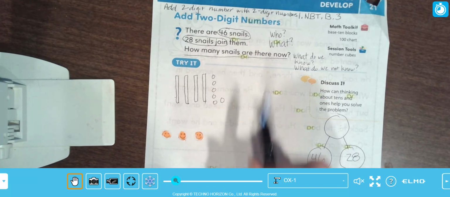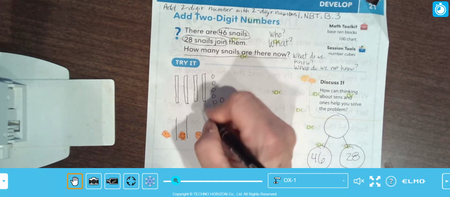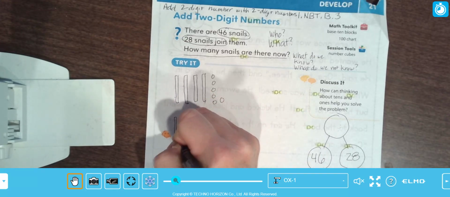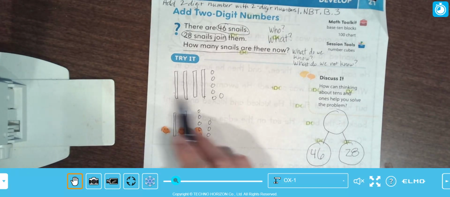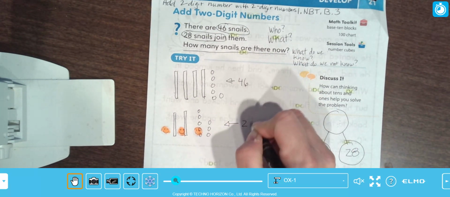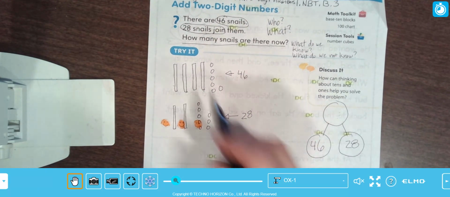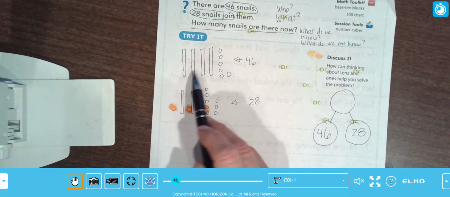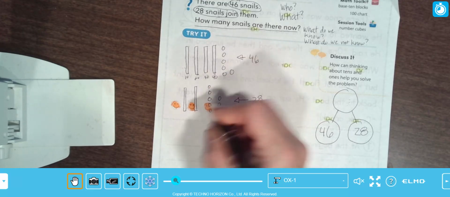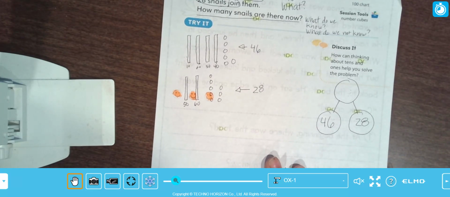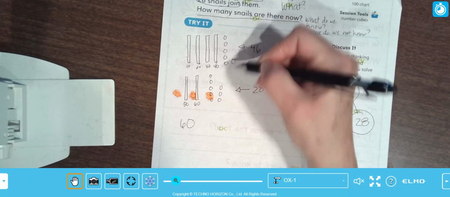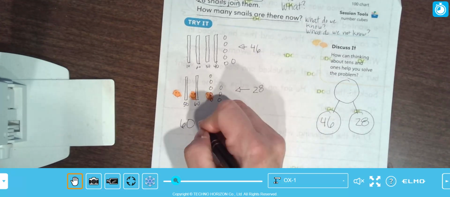Okay, now I'm going to draw 28 that came later. 1, 2, and then 8 circles: 1, 2, 3, 4, 5, 6, 7, 8. And I'm going to change these into little tiny 10 sticks. You don't have to. You can leave them as lines. So this is 46, and this is 28. Now I'm going to put the 10 sticks together on this side. 10, 20, 30, 40, 50, 60. I'm going to put all the 10s first, so that's 60. Then I'm going to count the ones. 1, 2, 3, 4, 5, 6, 7, 8, 9, 10, 11, 12, 13, 14. Plus 14.